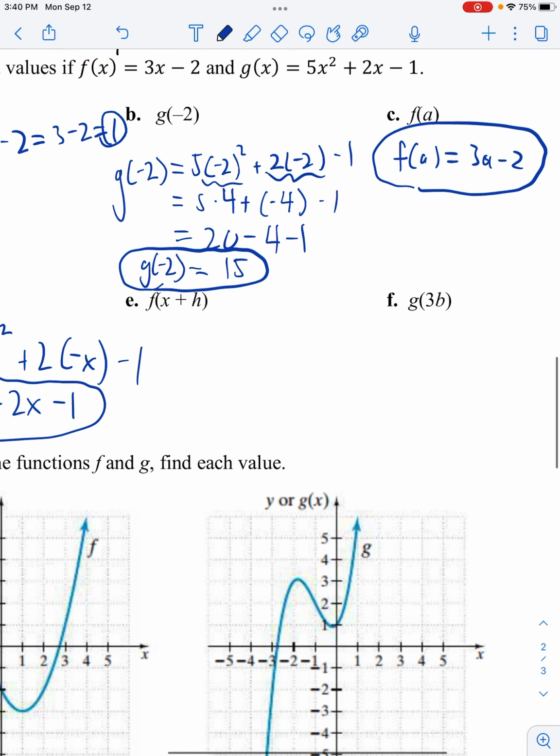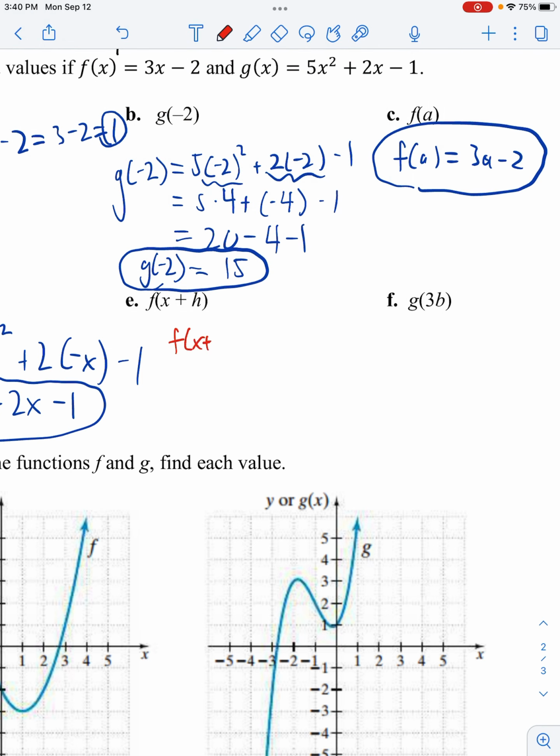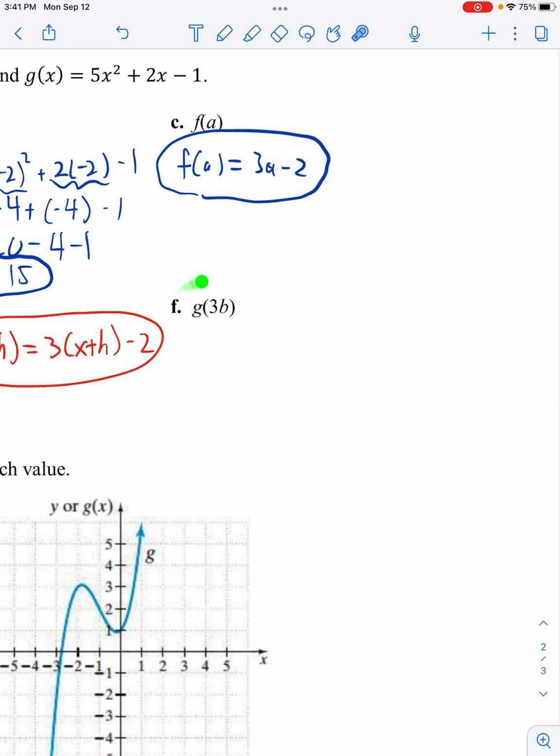F of x plus h, I keep doing the same thing. So up here, I look at f. And everywhere there's an x, I replace it with an x plus h in parentheses. So let me switch colors here. F of x plus h equals 3 times, in parentheses, x plus h, minus 2. Where there was supposed to be an x, I just put an x plus h in parentheses. So that's my answer here. Now I have g of 3b. And again, anywhere in g of x, anywhere there's an x, I just replace it with a 3b.